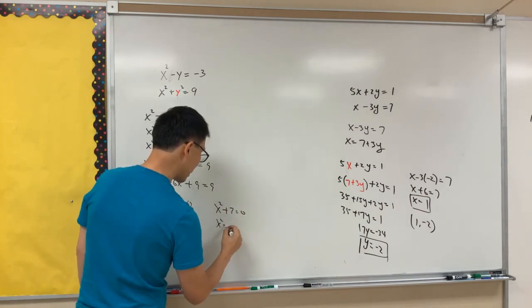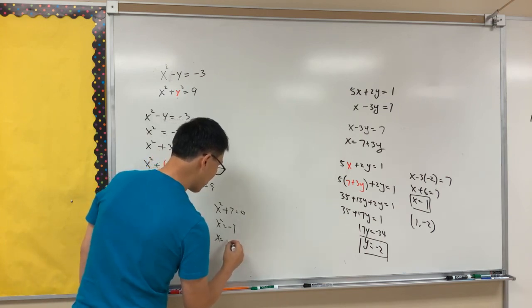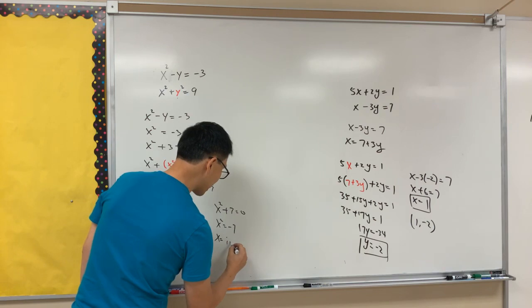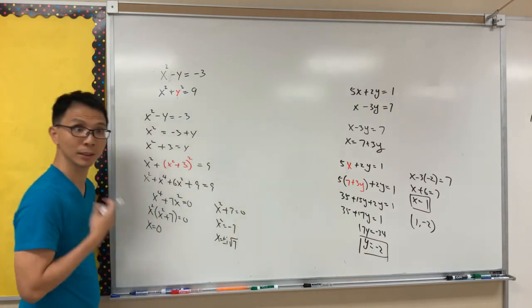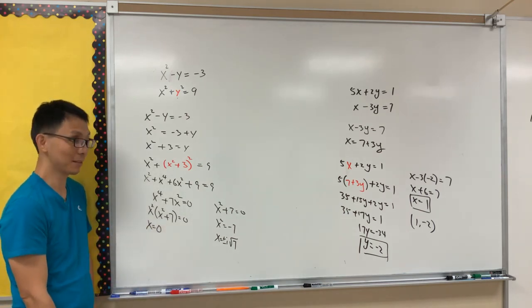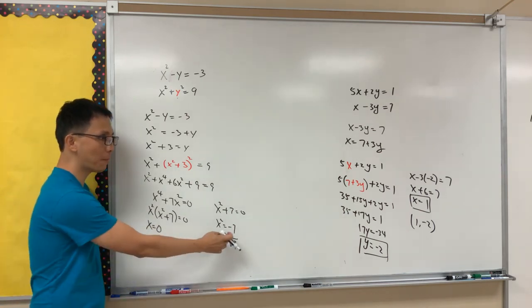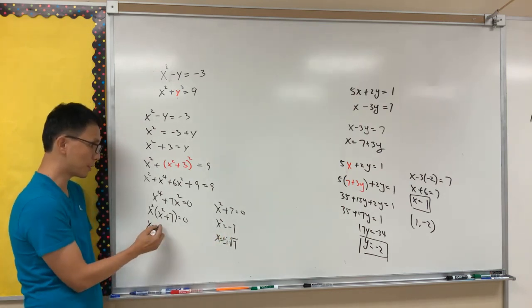X squared is equal to negative 6, so x is equal to plus or minus i times the square root of 6. Don't worry about this one because that's not a real number. Then just only use this one.